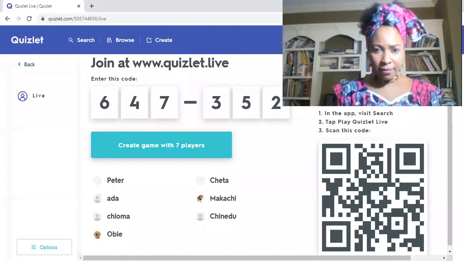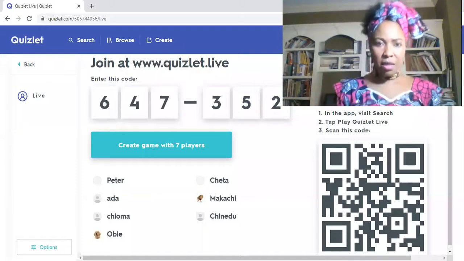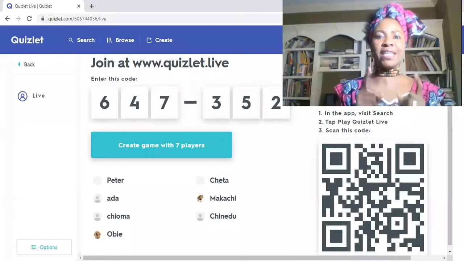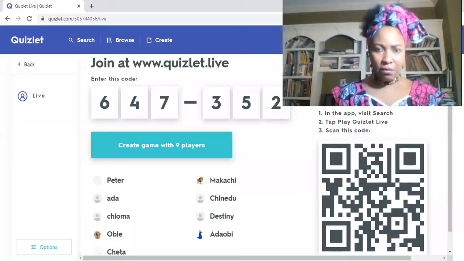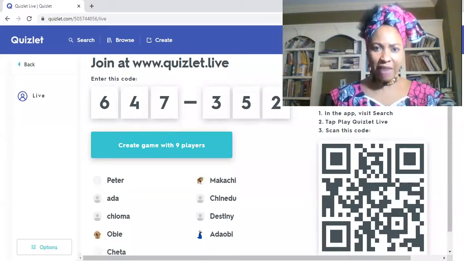How do we enter the code? Go to Quizlet.live. And once you go to Quizlet.live, then it will show you where to put the code.